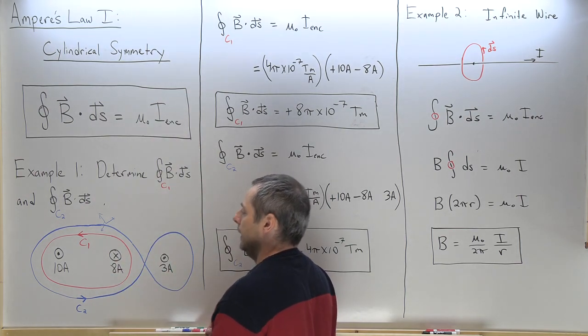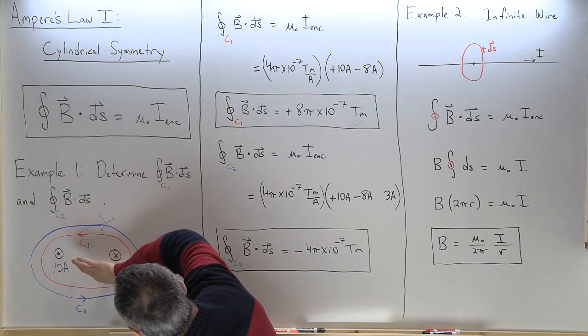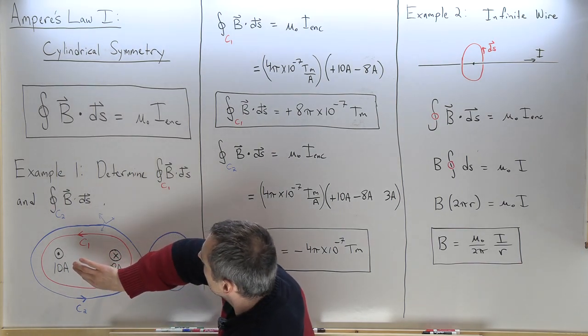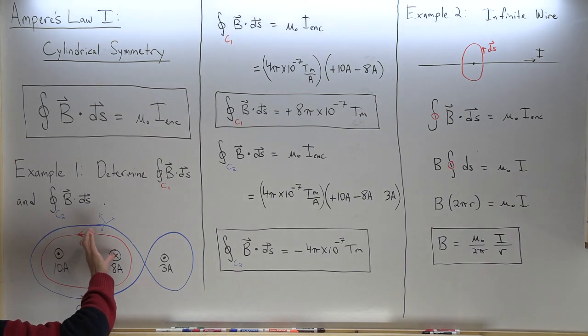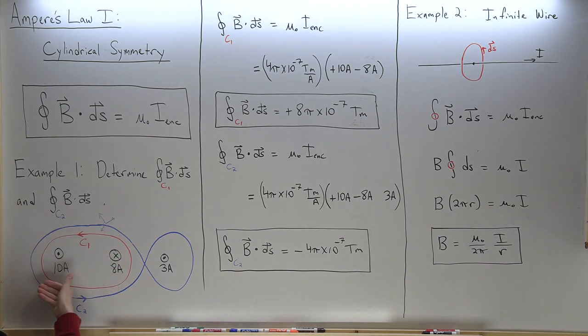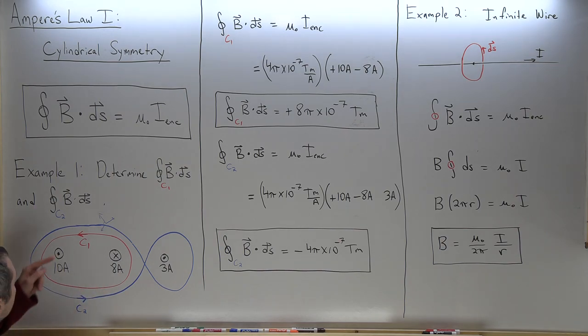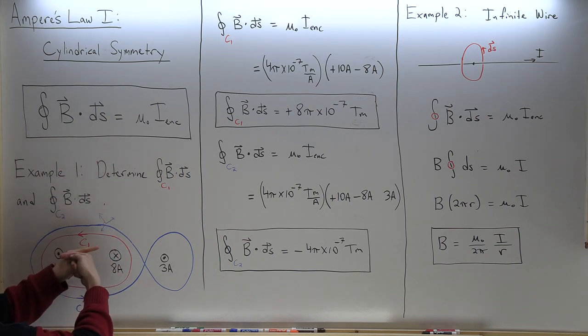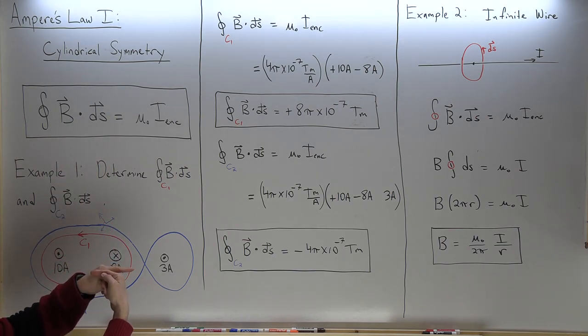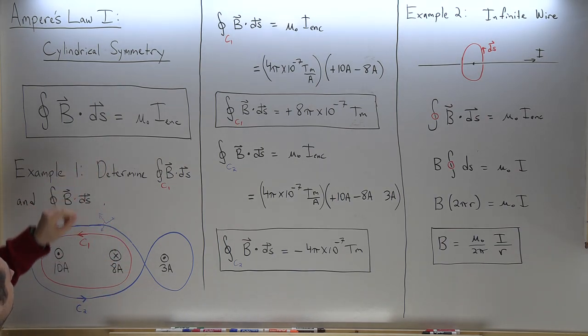This current, on the other hand, if I put my thumb in the direction of the current into the board, I see that my forefingers will then go around this wire in the opposite direction of the direction of integration indicated by this arrow. So that 8 amps will tend to produce negative because B goes this way and the ds goes this way. When you do that dot product, you get a negative because it's like cos of 180. Cosine of 180 in that formula.